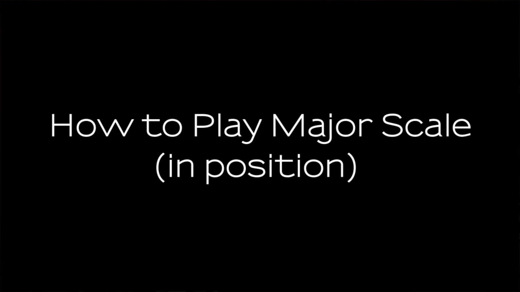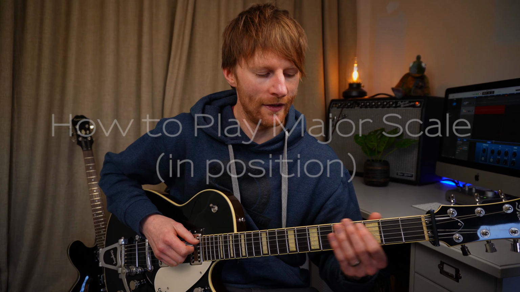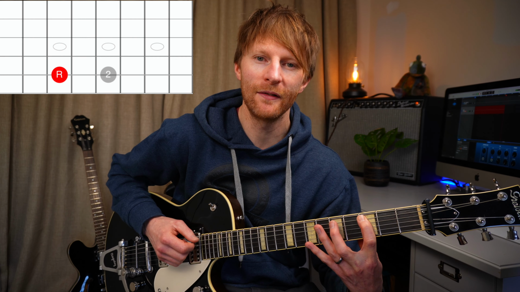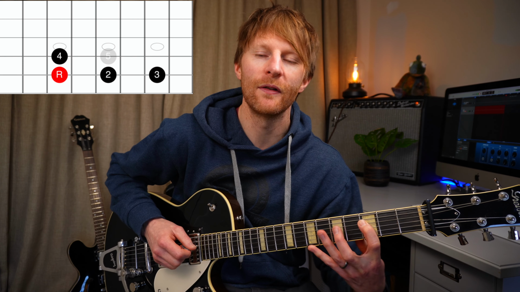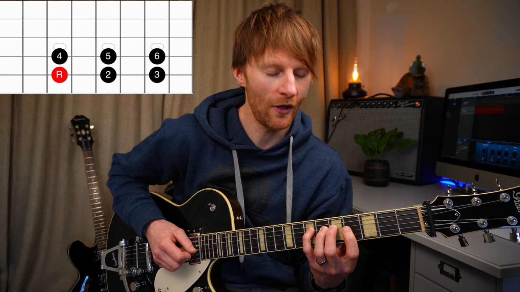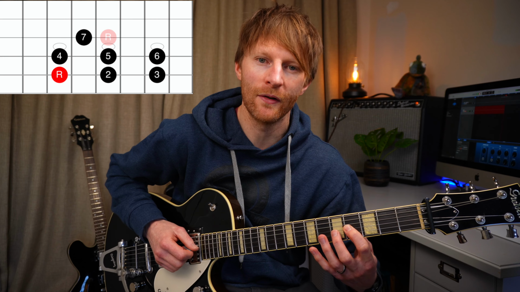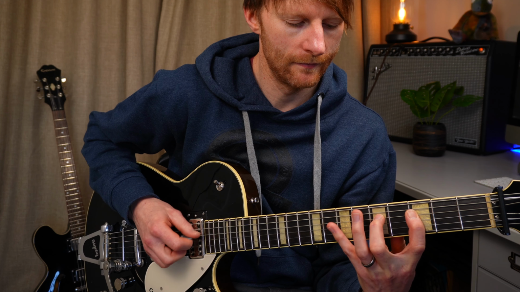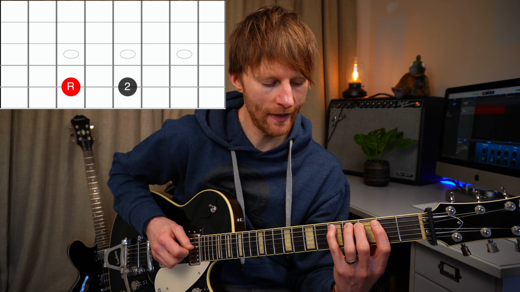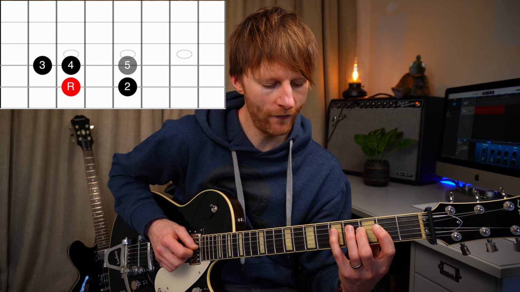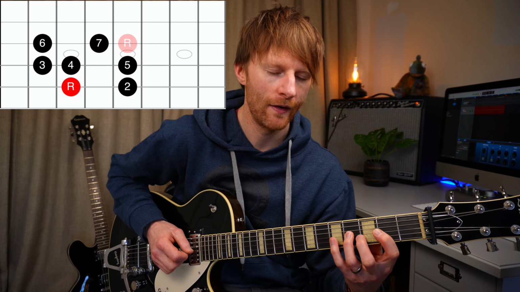So let's look at how we can play this in one position. Learning it on one string is ideal so you can see the distances from one note to the next, but as guitar players we would like to play it in positions. So if we start on the note C, we go up a tone to the 2nd, a tone to the 3rd, a semitone to the 4th, a tone to the 5th, a tone to the 6th, a tone to the 7th, and then a semitone to the octave. The other position would be here. Root, 2nd, 3rd, 4th, 5th, 6th, 7th, and then octave.